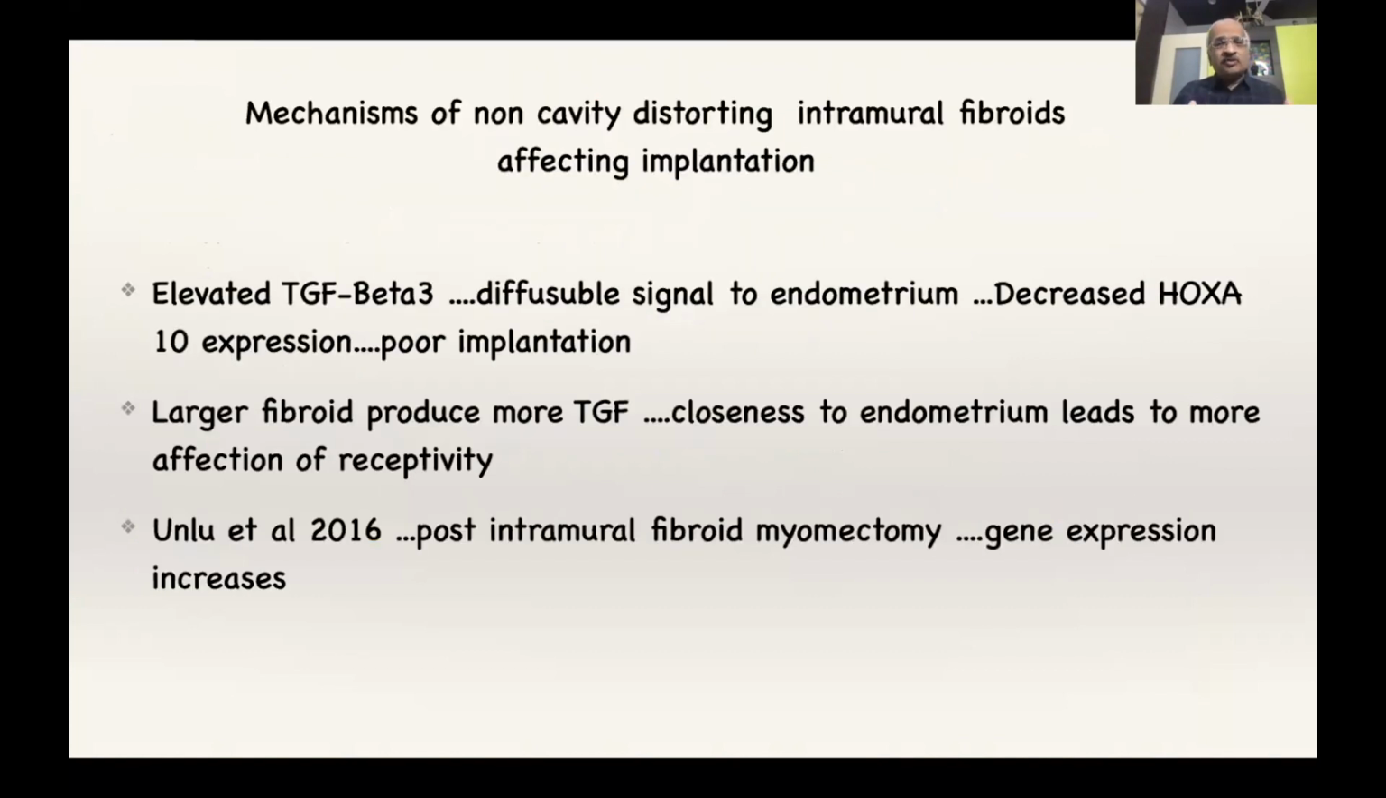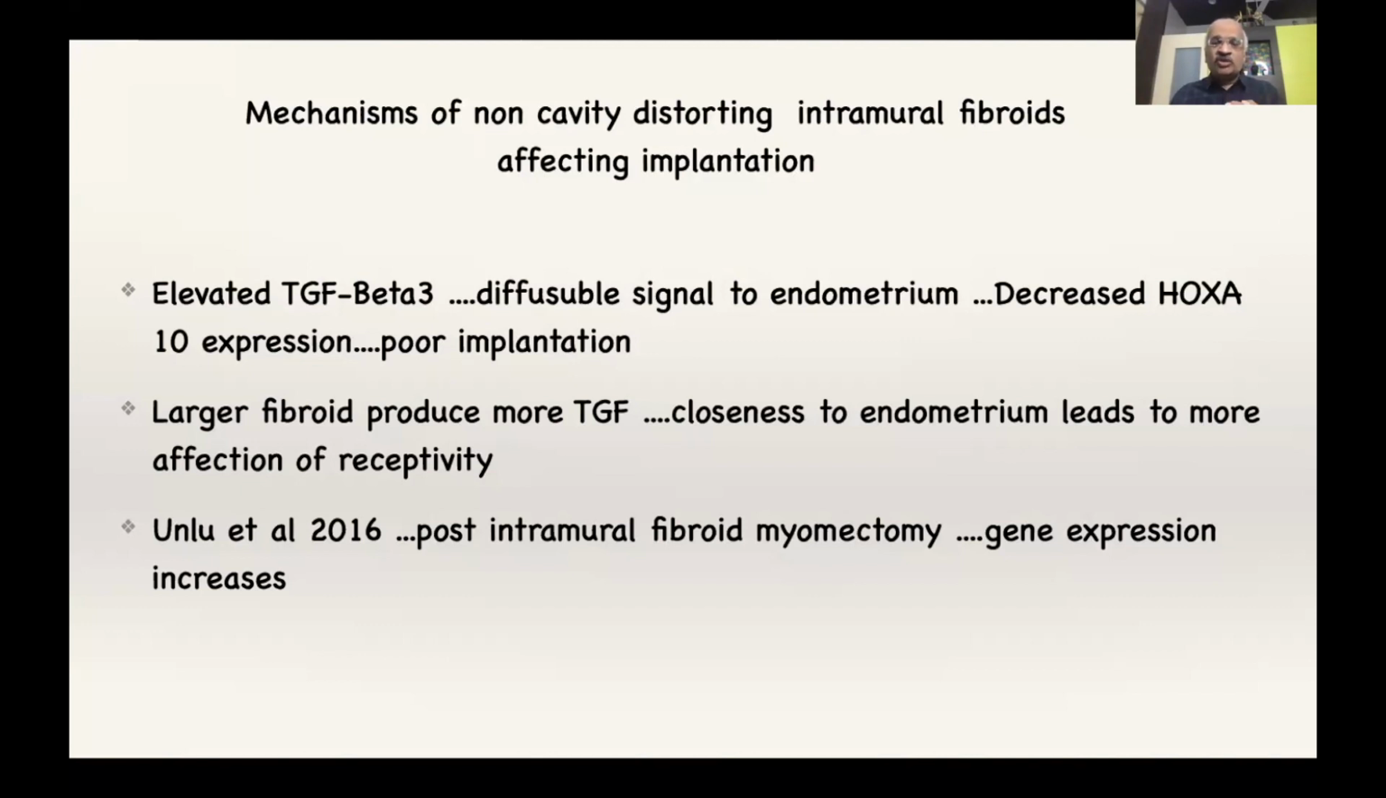So the mechanism which has been described is an elevated amount of TGF beta 3. And they say the larger the fibroid, the larger the amount of TGF beta 3. This is one thing which diffuses across to the endometrium, and it directly decreases the HOXA10 gene expression. And this decrease in gene 10 expression leads to poor implantation.